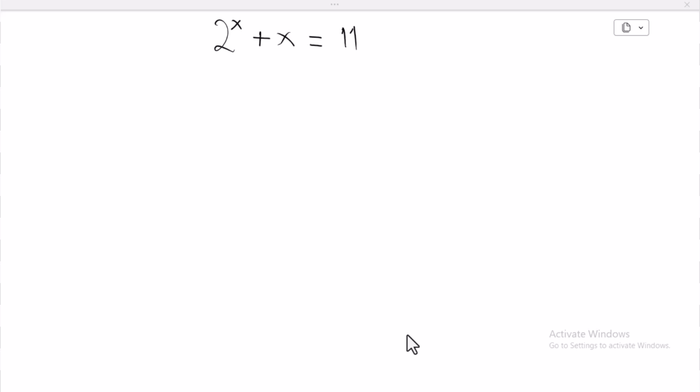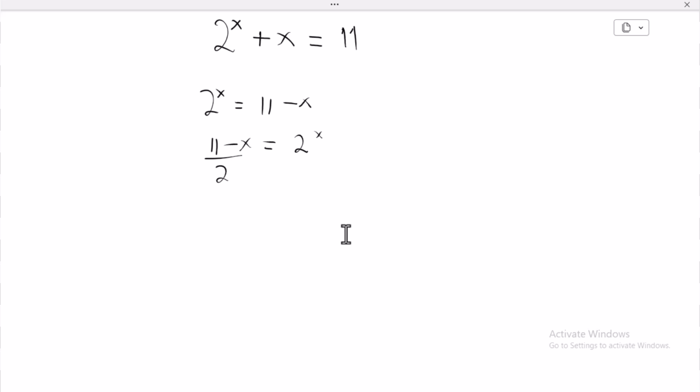Now, supposing you have this question, 2 to the power x plus x is equal to 11. How are you going to go about it? Let's start. You can rewrite this as 2 to the power x to be equal to 11 minus x. So 11 minus x is equal to 2 to the power x.